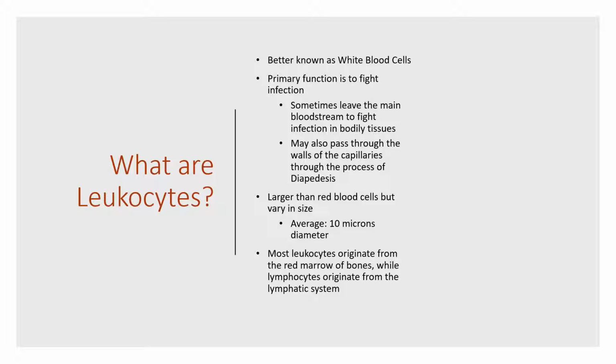Now, what are the leukocytes? Leukocytes are better known as white blood cells. Their primary function is to fight infection. Sometimes they leave the main bloodstream to fight infection in bodily tissues. Other times they may also pass through the walls of the capillaries through the process that we know as diapedesis. They're larger than red blood cells but vary in size, about 10 microns in diameter on average. Now, most leukocytes originate from the red marrow of the bones, while lymphocytes originate in the lymphatic system.